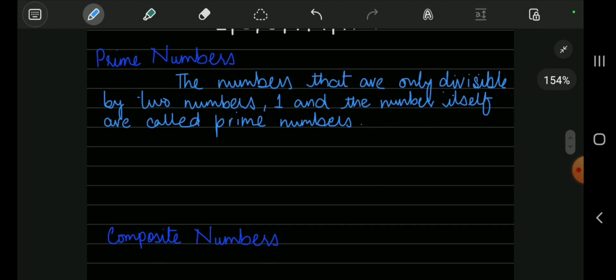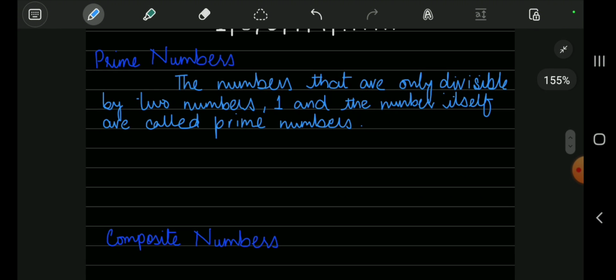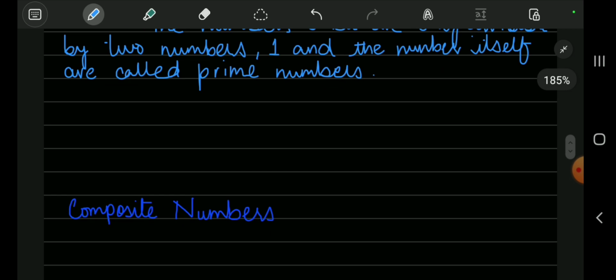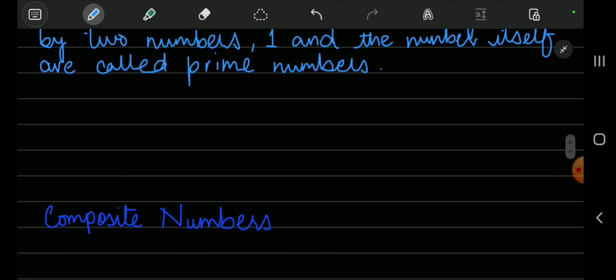I'll write that definition. I'm leaving some space for it, and I'll write that definition after explaining the term factors. So we'll get back to it. I'm leaving some space. For now, just write some of the prime numbers.